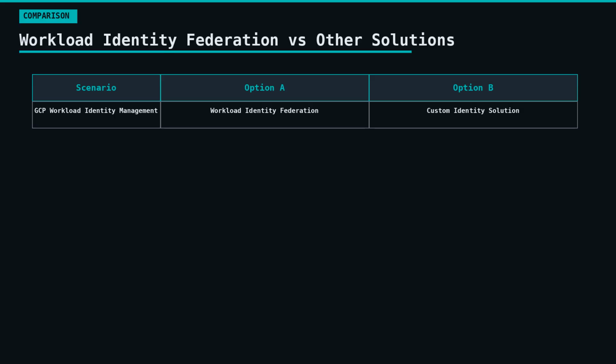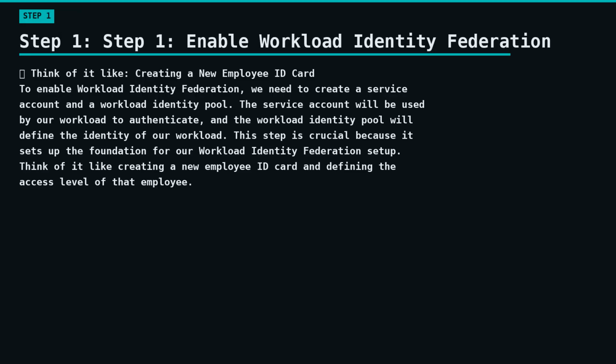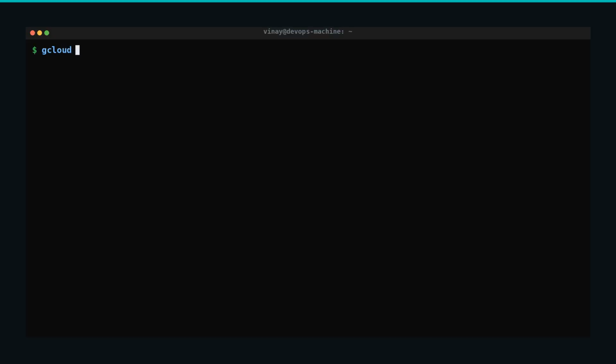To enable Workload Identity Federation, we need to create a service account and a workload identity pool. The service account will be used by our workload to authenticate, and the workload identity pool will define the identity of our workload. This step is crucial because it sets up the foundation for our Workload Identity Federation setup. Think of it like creating a new employee ID card and defining the access level of that employee.